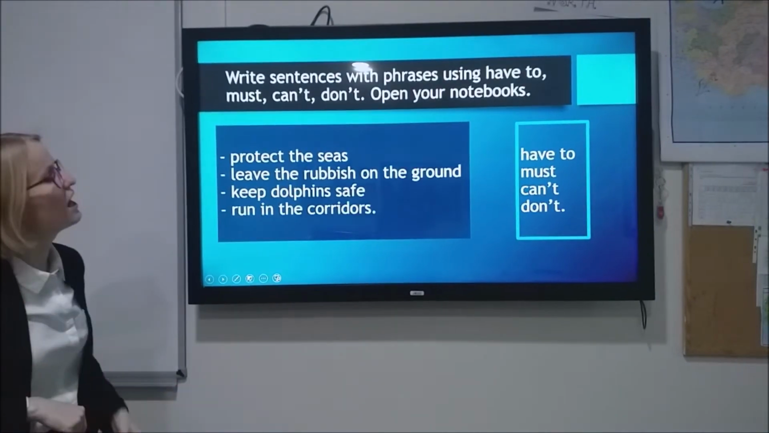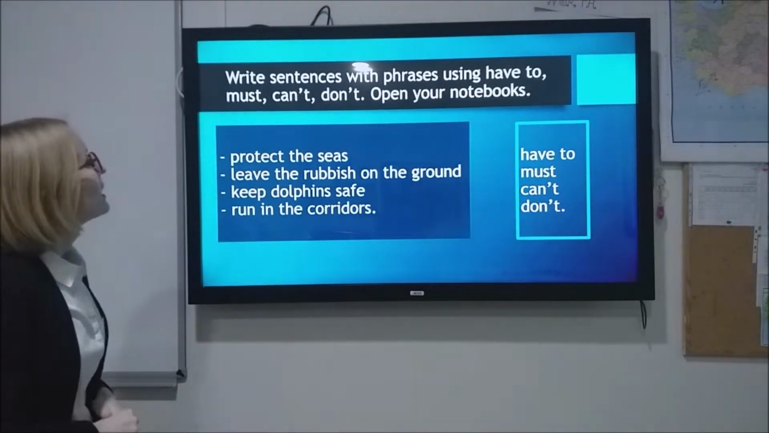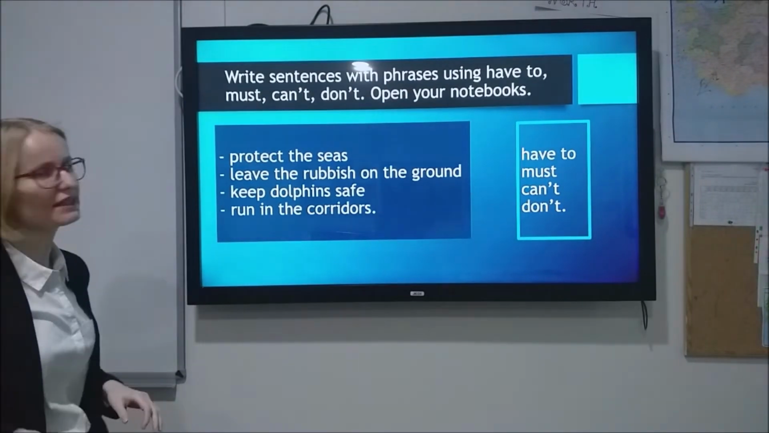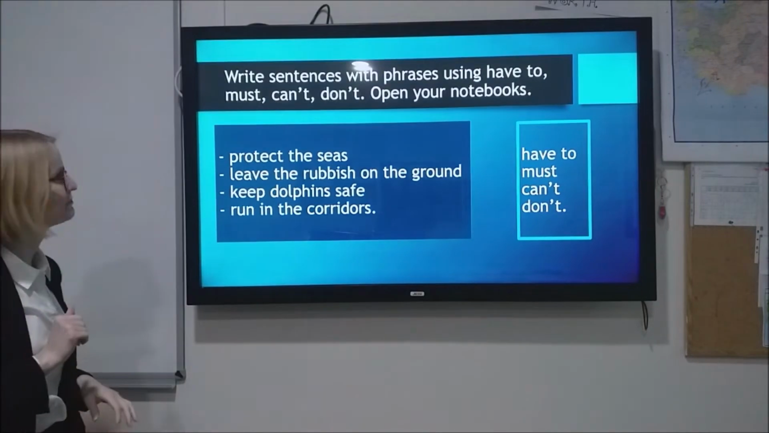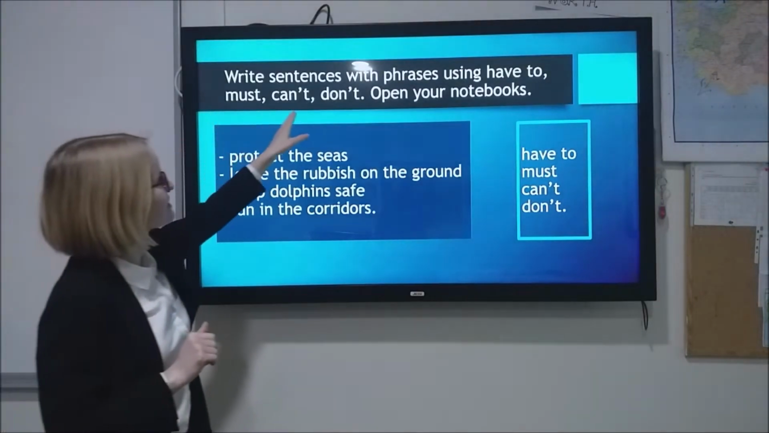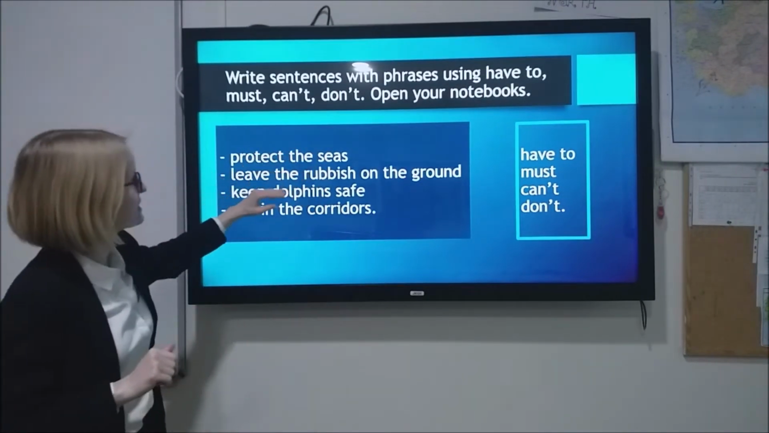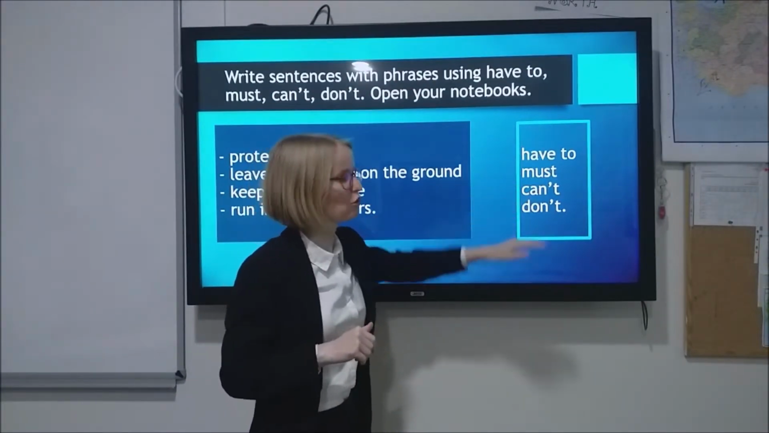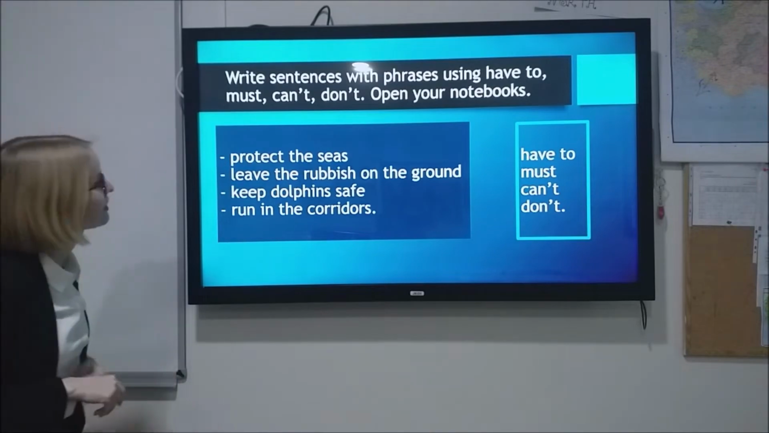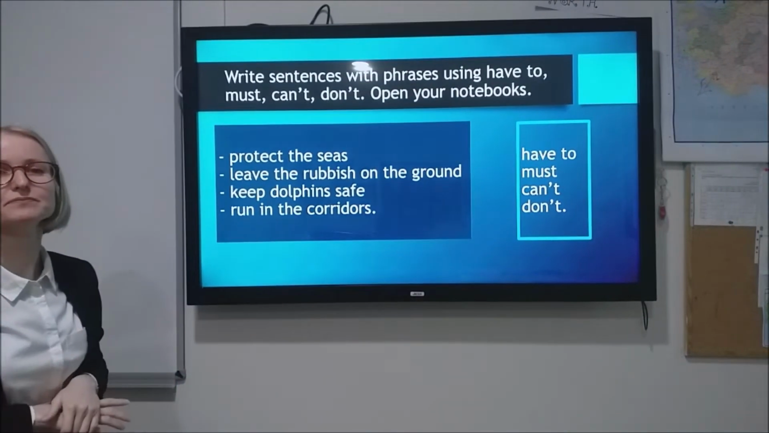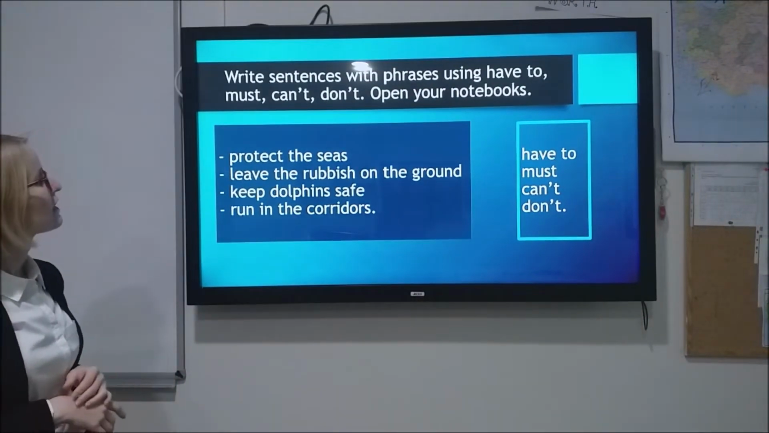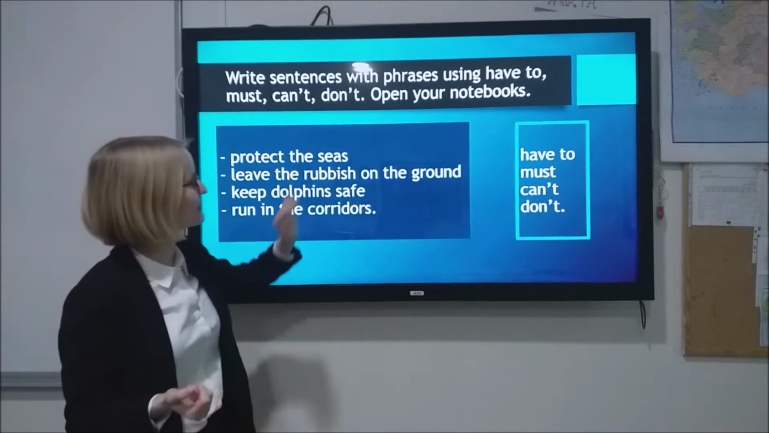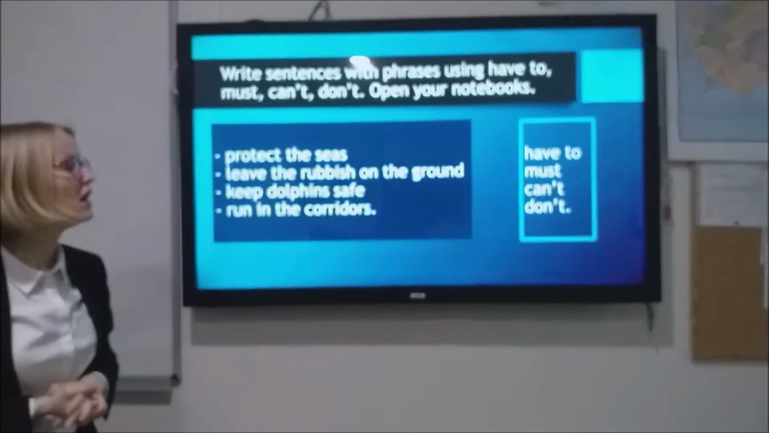Next. Now, open your notebooks, take your pen or pencils. Let's write some examples. Write sentences with phrases using have to, must, can't or don't. For example, we have to protect the sea.